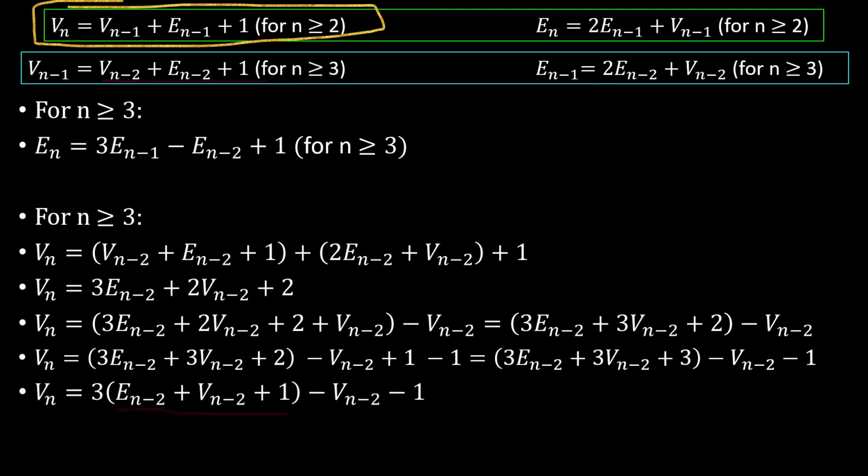That term by the 3 is exactly v sub n minus 1. So let's substitute v sub n minus 1 for it in our equation. What we get is that v sub n equals 3 v sub n minus 1 minus v sub n minus 2 minus 1.